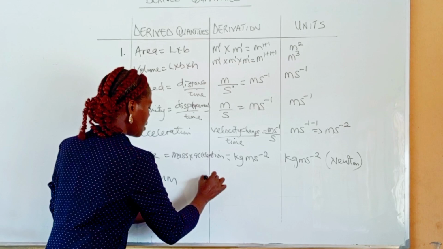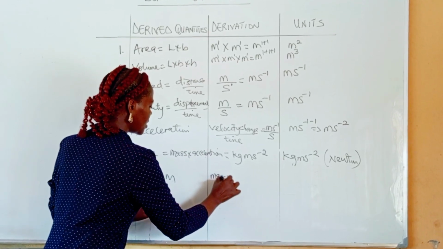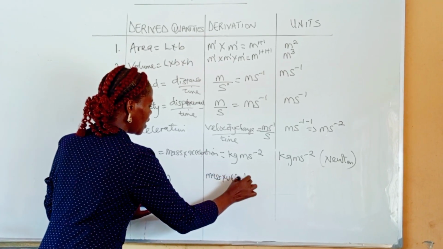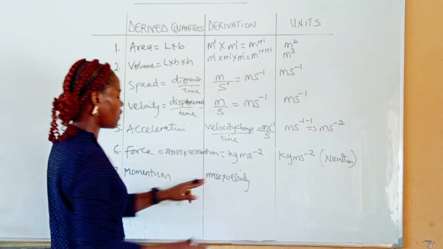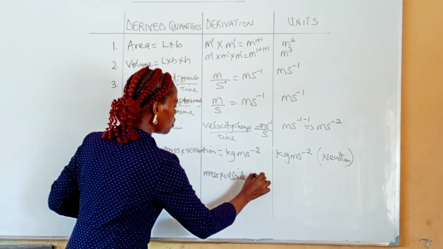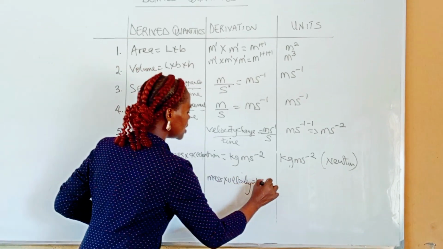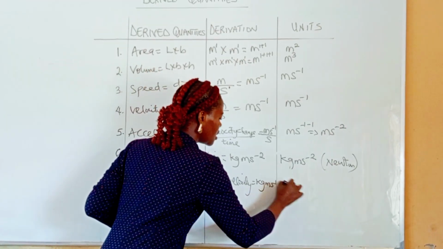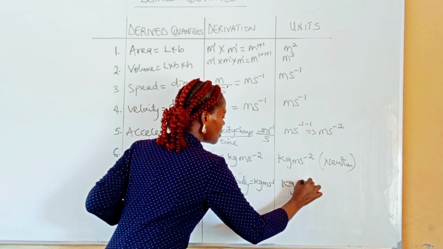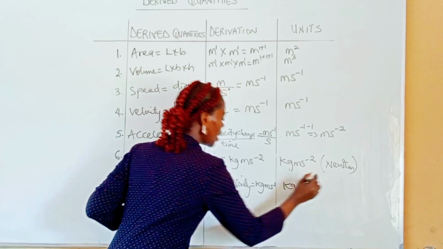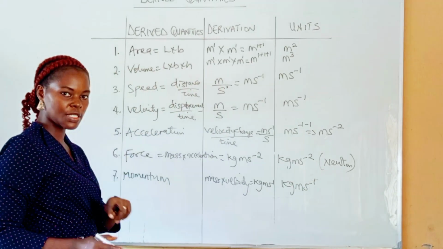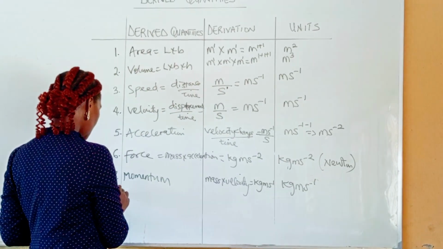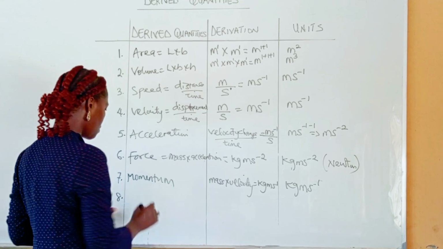The next we are going to have is momentum. Momentum is mass times velocity. The unit of mass is kilogram, while the unit of velocity is meter per second. When you multiply, we have what? Kilogram meter per second.